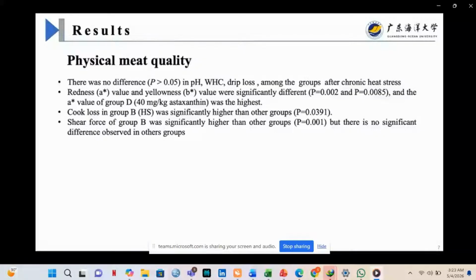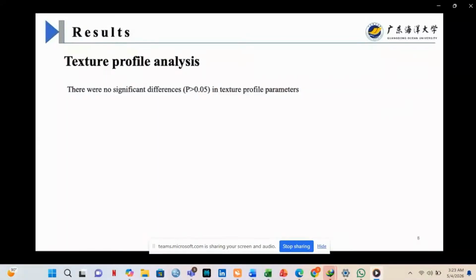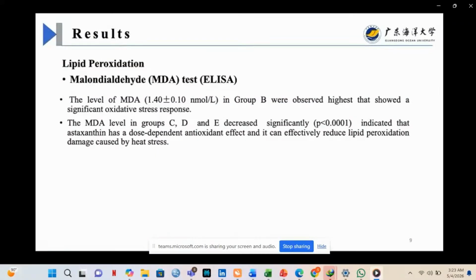Lipid oxidation was tested using the MDA assay, which was done by ELISA. The level of MDA in Group B was the highest, indicating a significant oxidative stress response. The MDA level in Groups C, D, and E decreased significantly, indicating that astaxanthin has a dose-dependent antioxidative effect, and it can effectively reduce lipid oxidation damage caused by stress.